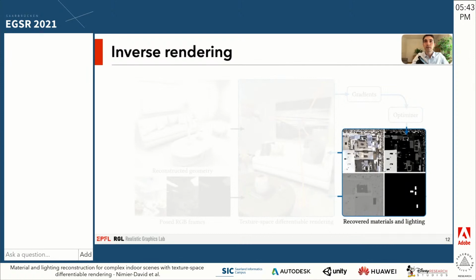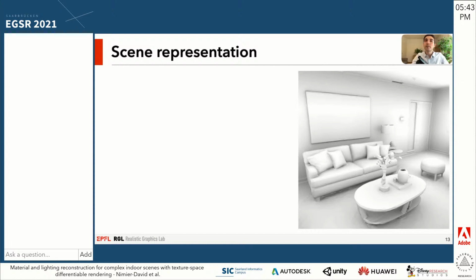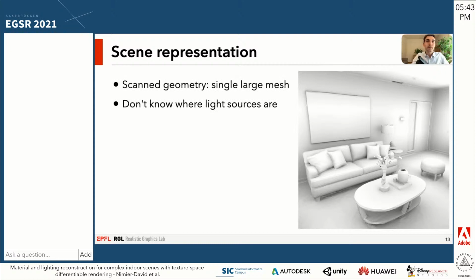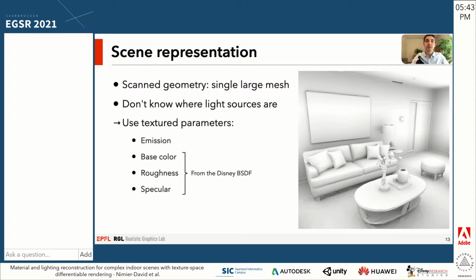Okay, but what are the scene parameters that we are optimizing exactly? In other words, how do we parameterize the scene? Because the geometry was generated from a scan rather than modeled by hand, we can't expect to get a nicely separated mesh for each object. We just assume that it comes as a single large mesh. Moreover, we don't know where the emitters are on this mesh. So to strike a balance between representative power and feasibility, we decided to optimize four parameters that are textured: an emission value, a diffuse base color or albedo, a roughness parameter, and a specularity parameter. This is essentially a subset of the Disney BRDF. The nice thing about this parameterization is that the texture we will produce can be used directly by other renderers.